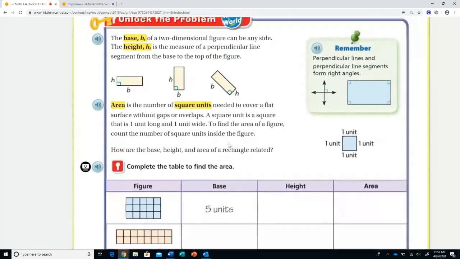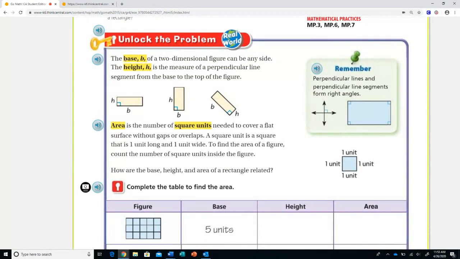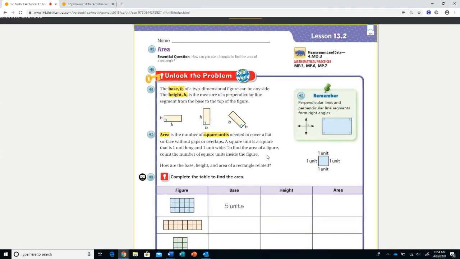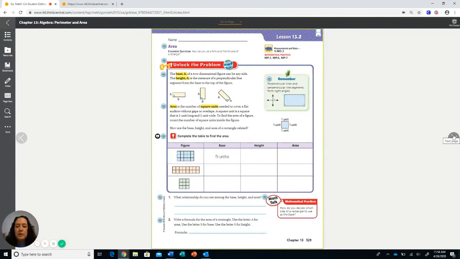We have several definitions here, all of which are important. You have base, which will be abbreviated to the letter B, and height, which is abbreviated to the letter H. You can read what those two are. You have a definition for area, and then this very important definition of square unit. Now, if you take a look at this picture down here where the one square is 1 unit by 1 unit by 1 unit by 1 unit, that is very important to understanding what a square unit of measurement is. Read this over. If you haven't, it will make a lot more sense.